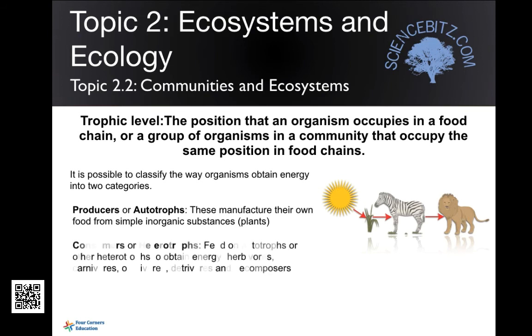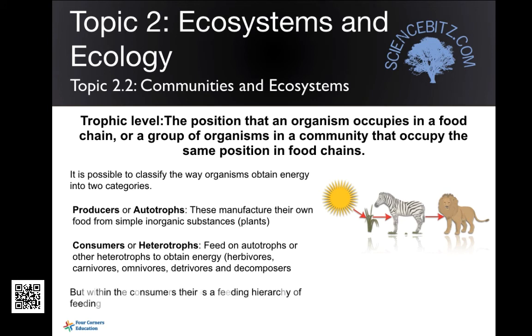And then we have the consumers, or heterotrophs. Different feeding. Hetero just means different, troph means food, so they are different feeders, and they feed on autotrophs or other heterotrophs to obtain their energy. So we've got herbivores, carnivores, omnivores, detritivores, and decomposers. And they all feed within a feeding hierarchy within the ecosystem.